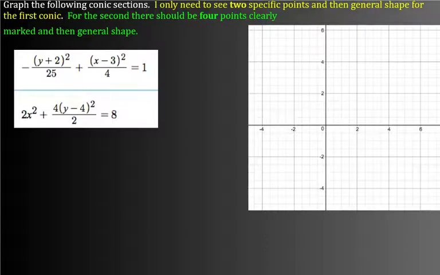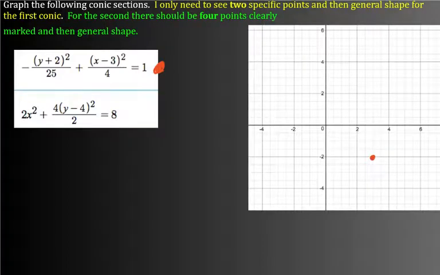When I look at this first one, let's do this one maybe in red. This graph, I can see the negative, so I know it's going to be a hyperbola, and it's a negative with the y term. So basically, it's one that is not going to go up and down, but instead it's going to go left and right. So let's just plot the center. So the center is at 3, -2, right? So 3, -2 is that right there.